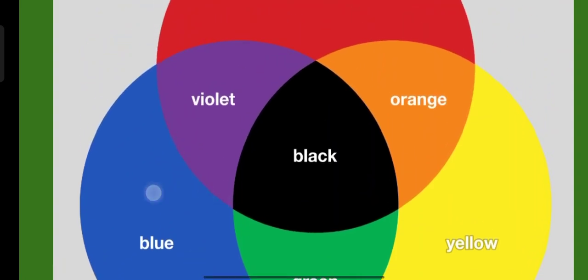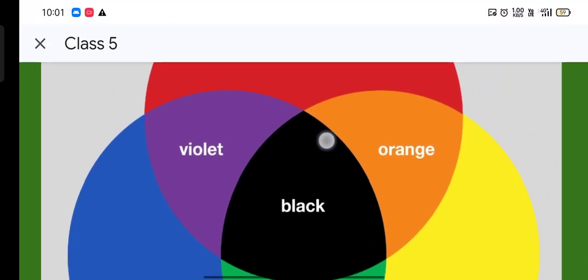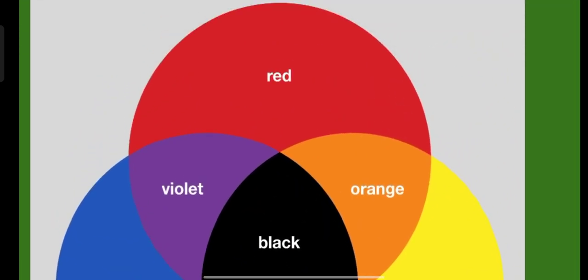Similarly, for violet and blue, here blue, then here blue plus red. So blue is the repeating word, otherwise blue is the common color. So we can tell, blue intersection violet equal to blue, or red intersection violet equal to red. Here red only, here blue plus red. So red is coming in these two colors, so red is the common color.